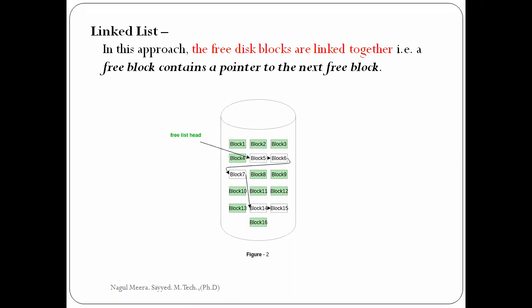So observe our diagram. This is our hard disk, nothing but secondary storage. Here there are so many blocks available. Some blocks are occupied, some blocks are free. Green blocks are the same as in the last example: they are occupied with some data, so they are not free. The white blocks are empty blocks. Those are free.